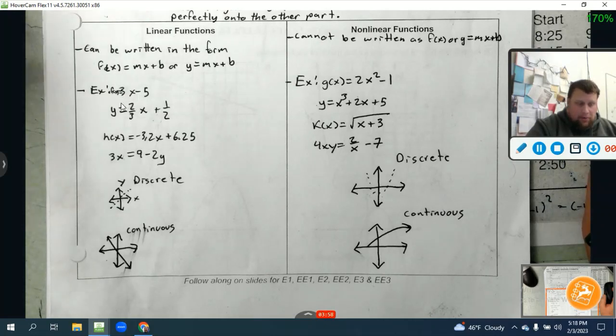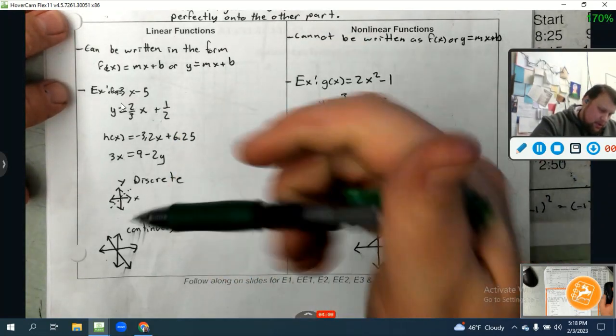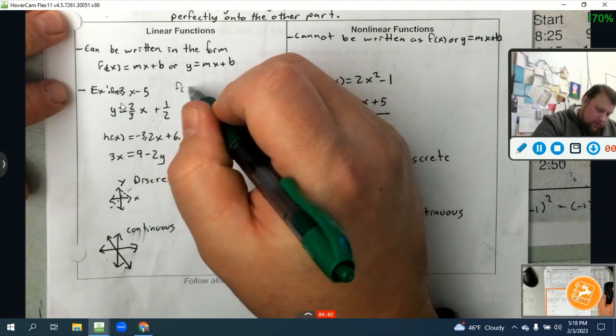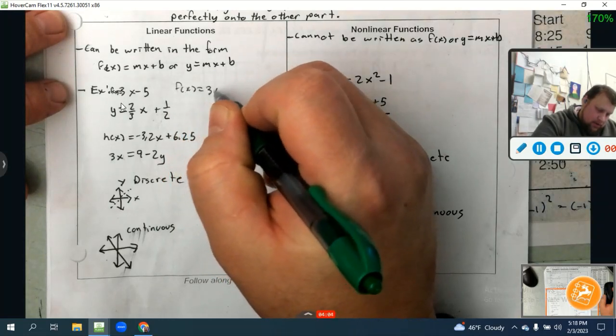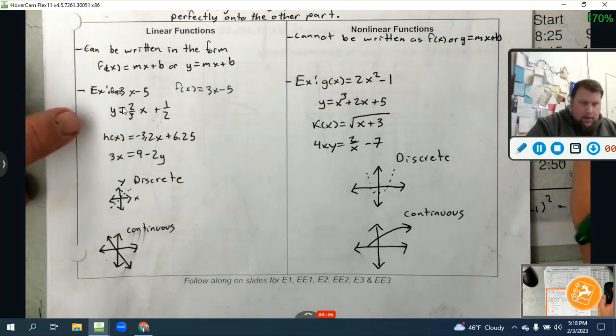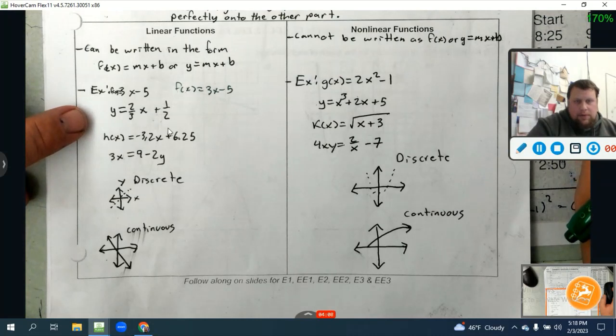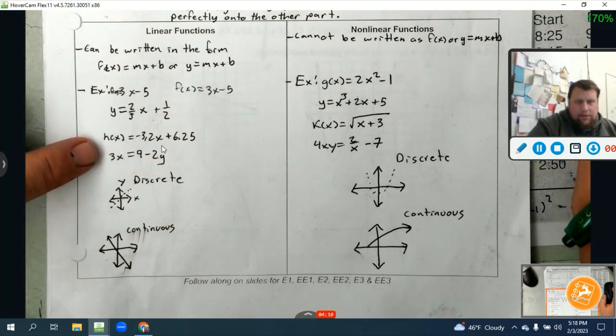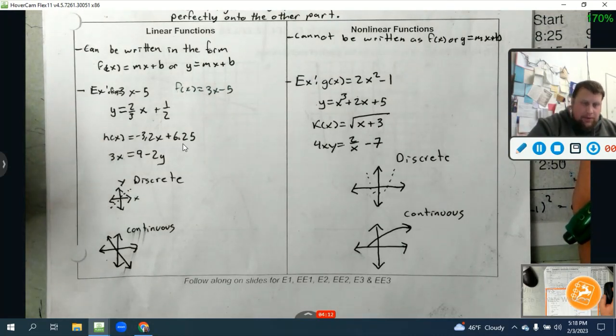Some examples of linear functions are f of x equals 3x minus 5. I just wrote it terribly. It should say f of x equals 3x minus 5. There we go. Or we have y equals 2/3 x plus 1/2. h of x equals 3.2x plus 6.25. 3x equals 9 minus 2y.